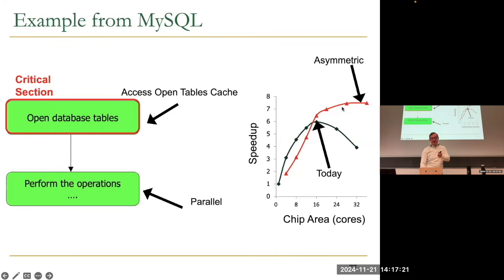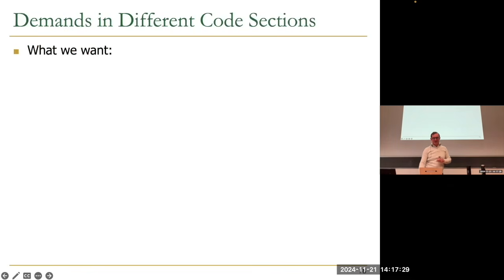I mean, in asymmetric also at some point, you would go down, but maybe not at 32 for this workload, right? Okay, that's a very good question.